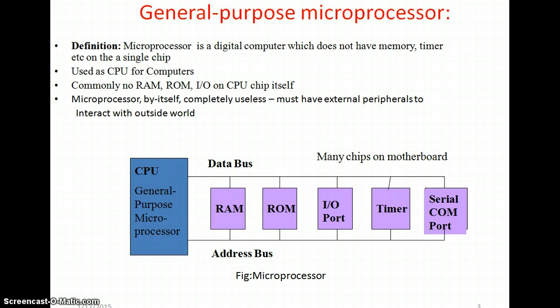And on the basis of this information, you can define microprocessor as a digital computer which does not have memory, timer, input output port, serial communication port on a single chip, and it is completely useless without these external peripheral devices, and you cannot interact with the outside.